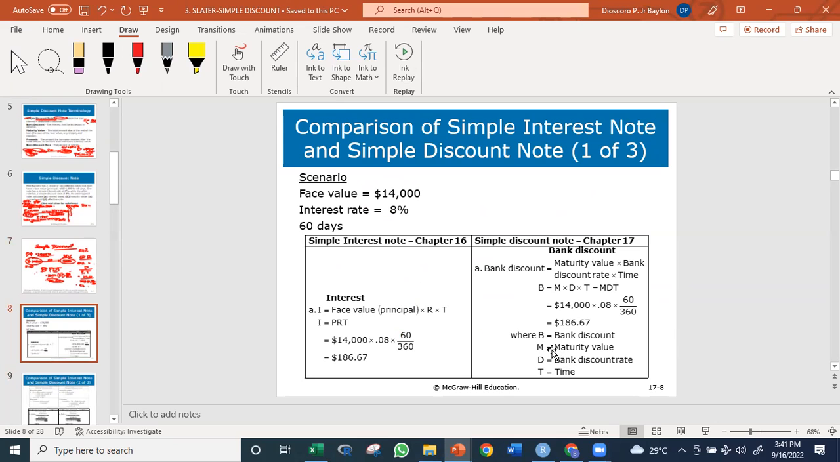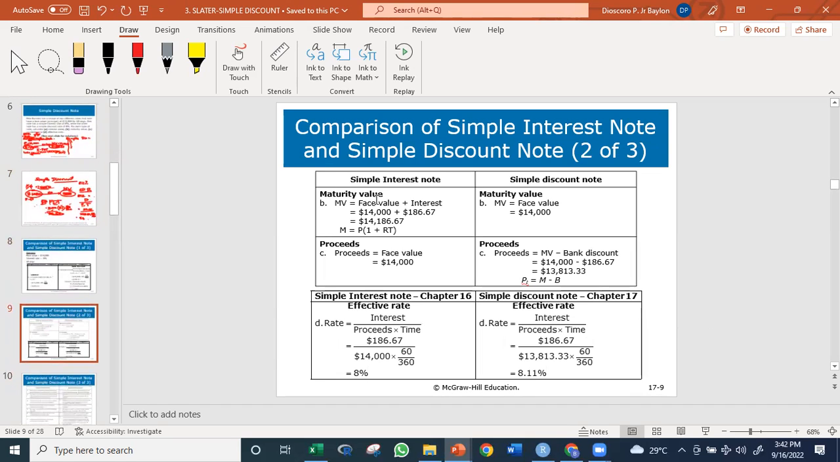All right, so this one, I'm going to give this to you. It's just the computation itself. So it's the same. Computing for the interest, computing for the bank discount. So this is the interest, this is the bank discount, the same, 186.67. And then computing for the maturity value. Okay, the maturity value here is the face value plus the interest, which is 14,186.67. Here, for the simple discount, the maturity value is 14,000, the same as the face value. And then the proceeds for the simple interest is 14,000. Okay, the proceeds for the simple discount is equal to 13,813.33.